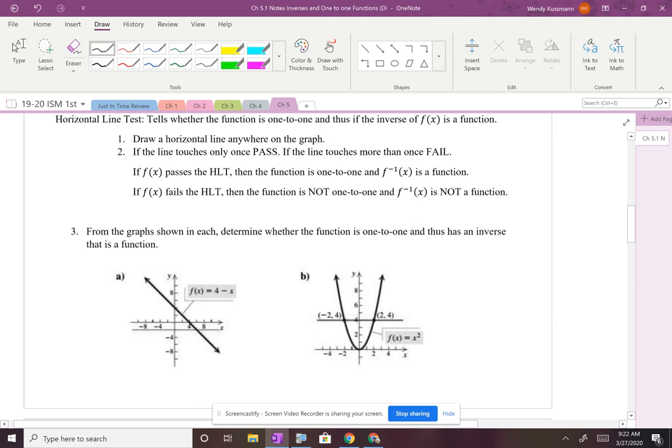The first thing you do is draw a horizontal line anywhere on the graph. If the line touches the graph only one time, it passes. If the line touches it more than once at any point, then it fails. If f of x passes the horizontal line test, then the function f of x is one-to-one, and the inverse is a function. So this is just f of x.